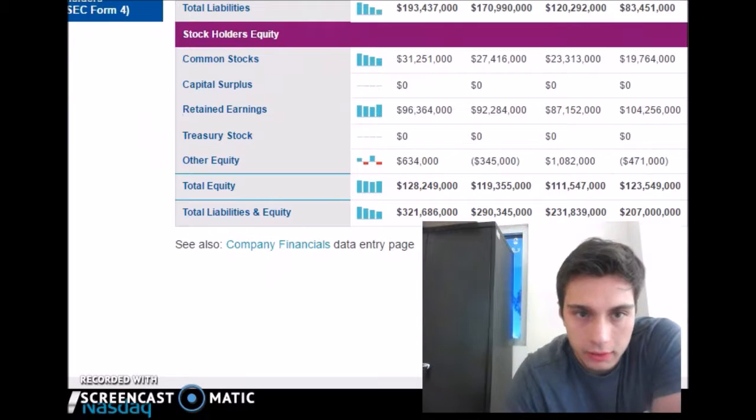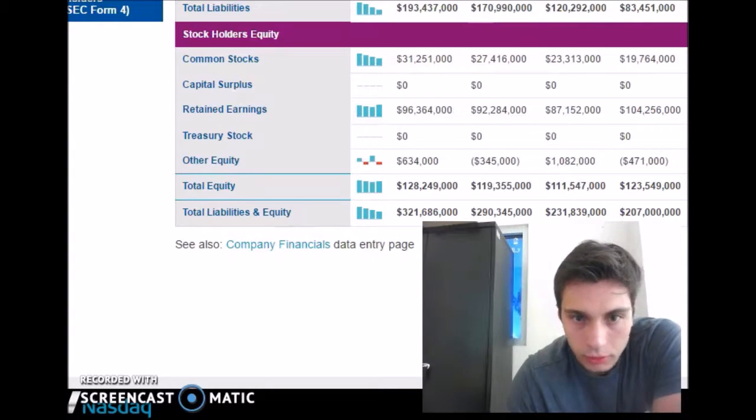And the last part is the stockholders' equity. We have in common stocks $31 million. That's more than last year's. And retained earnings, we have $96 million. It's $4 million more than last year.